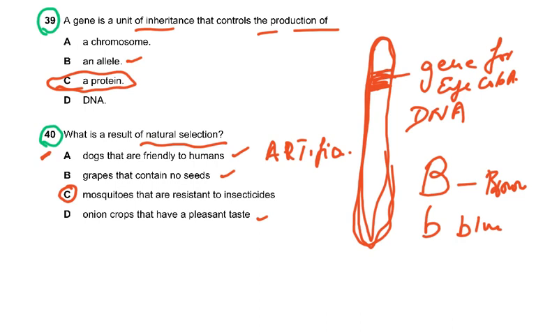So the only one left which is not of human benefit is the mosquitoes that are resistant to insecticides, because they keep on spraying insecticides and their genetic information mutates, and now they are not going to be killed by this chemical which you have sprayed. So they are resistant to insecticides. So this of course is an example of natural selection.